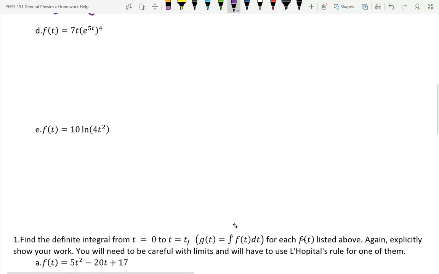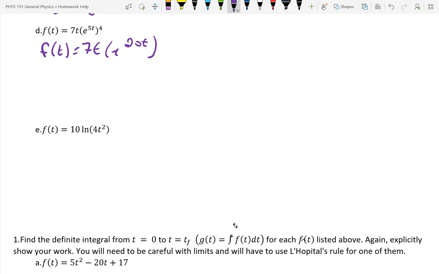Ooh, fancy. So first off, I changed this to 7t e to the 20t because of the power rule. Everybody understand that? I wanted to make sure people understood the simplification there: e to the 5t all raised to the 4th, you just multiply the exponent, so e to the 20t.